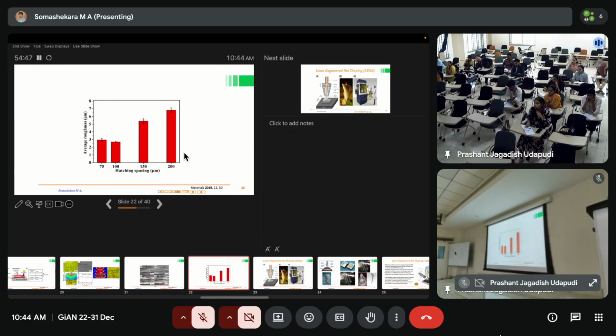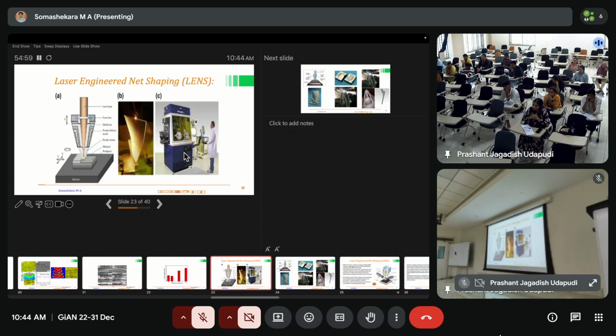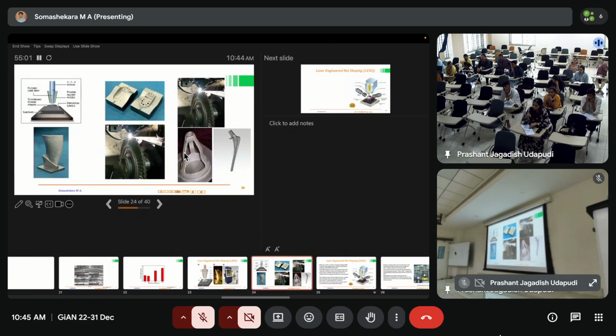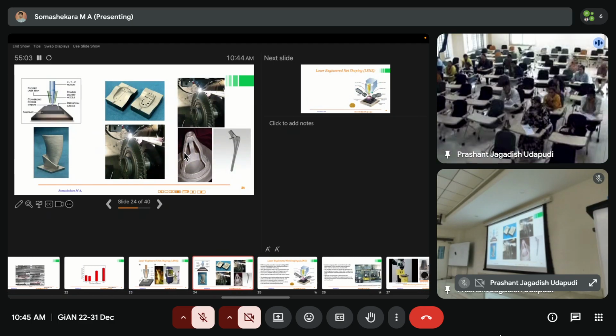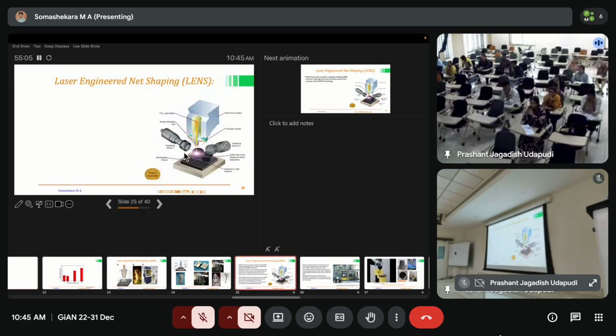And also you can see the surface roughness will vary as you change your edge space, which is basically the gap between the two layers, right? So these are some more of the components that many researchers have tried.